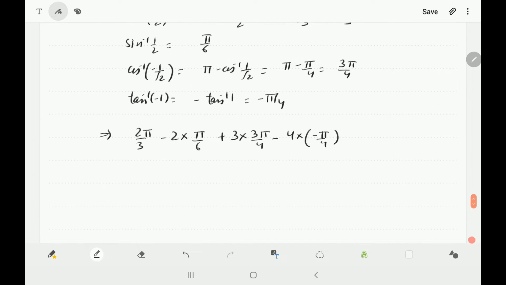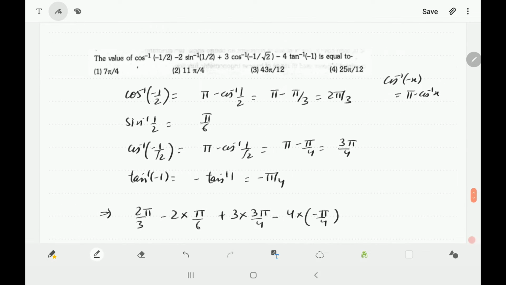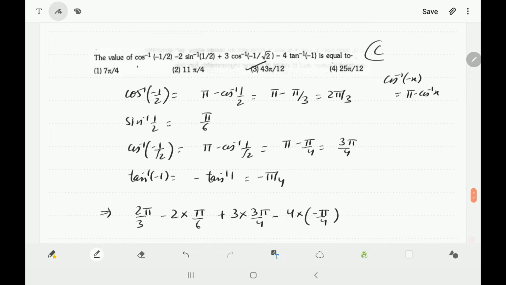So we have to now simplify this term. So we will have 2 pi by 3 minus pi by 3 plus 9 pi by 4 plus pi. Is this clear? So this term is equivalent to 2 pi by 3 minus pi by 3, which is pi by 3, plus 13 pi by 4. So once you take LCM, you will have 12 here, 4 pi plus 39 pi. So this term will be 43 pi by 12. Okay, so the answer for this problem will be 43 pi by 12, which is option C.